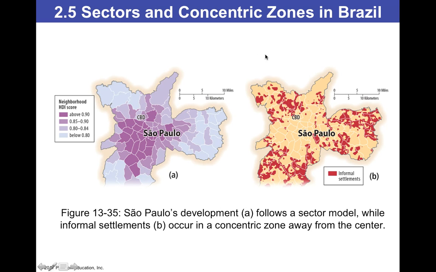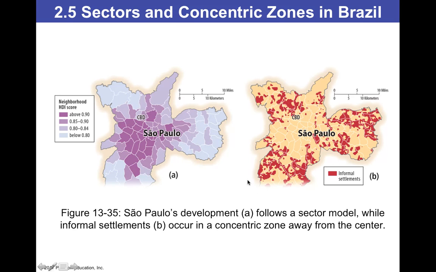Concentric zones in Brazil. Here's Sao Paulo. You can see the wealth, and as you move out, there is less wealth. So Sao Paulo's development follows the sector model, while informal settlements occur in a concentric zone away from the center. So they're saying that this is a sector type. And then there's the informal settlements.